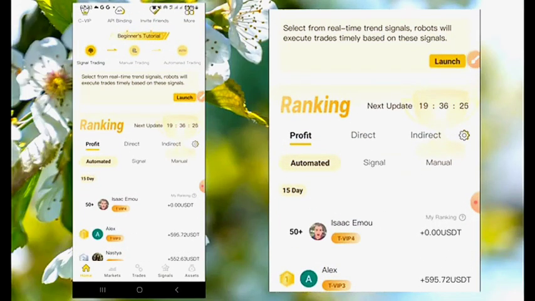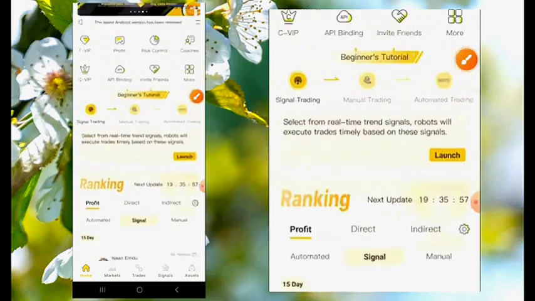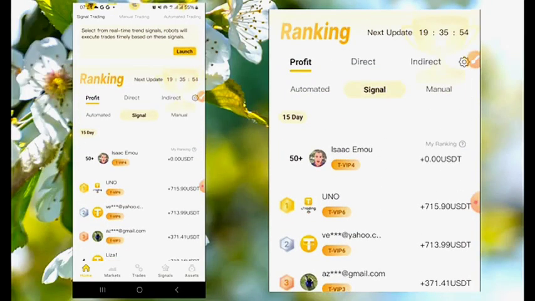When we go to signal, by the way, this is global. You need to watch this and understand. If we go to signal trading, you realize that things change. Now the highest person got 700 in the last 15 days, and the next person also got 700, and then it goes down to 300, 300, 300. But by the way, you need to know that it's not always like this. The figures keep changing, but the ratio comparison will always be the same. That's what I have seen from here.